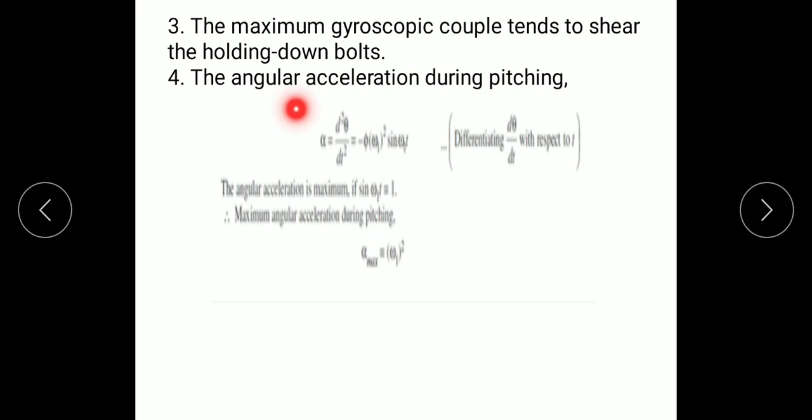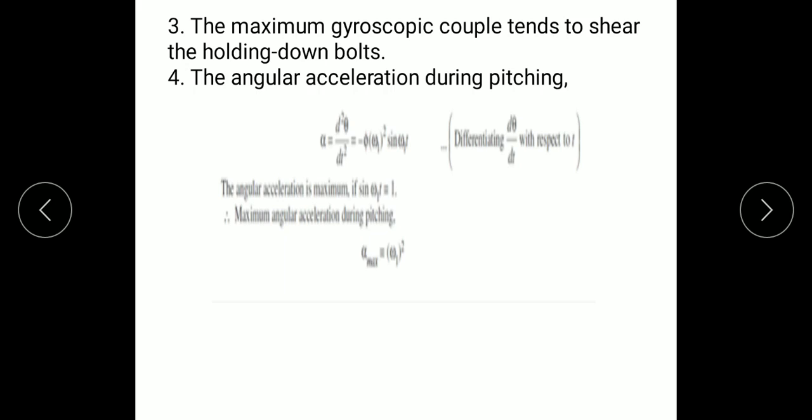So next, the angular acceleration during pitching. Generally angular acceleration alpha equal to d square theta by dt square. Already we know that theta equal to 5 into sin omega 1 into t. So substitute here, and we have to differentiate this two times with respect to t. First, differentiating sin theta gives cos theta. Again, differentiating cos theta gives minus sin theta.